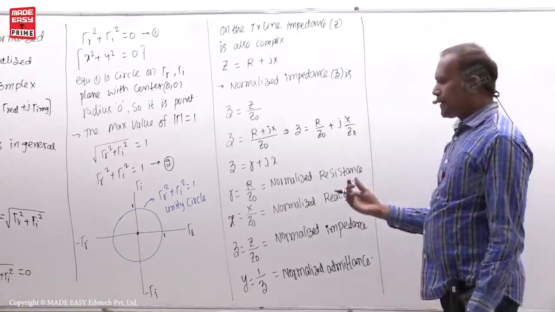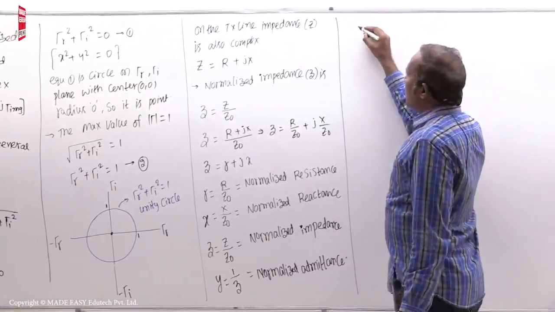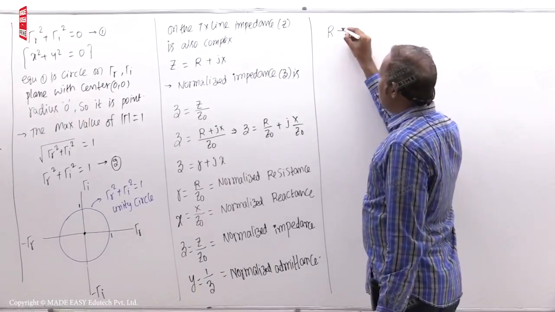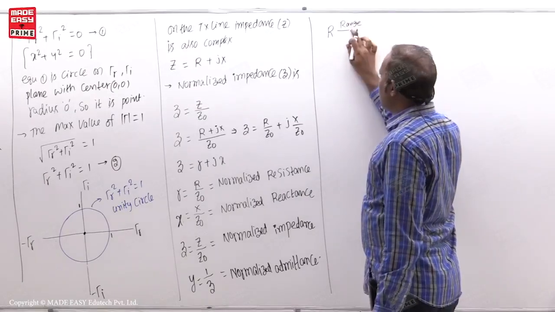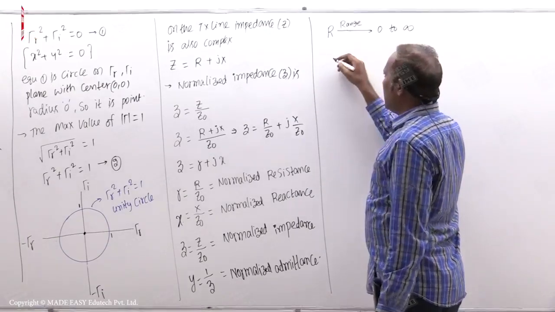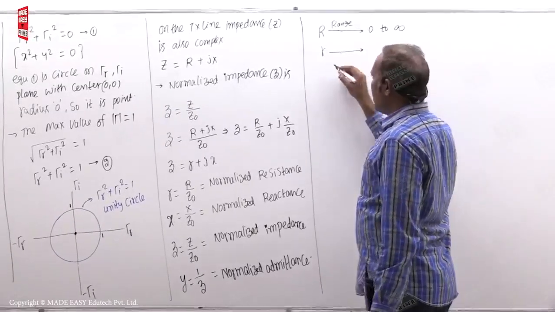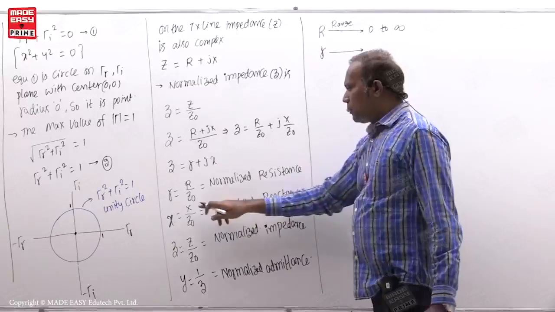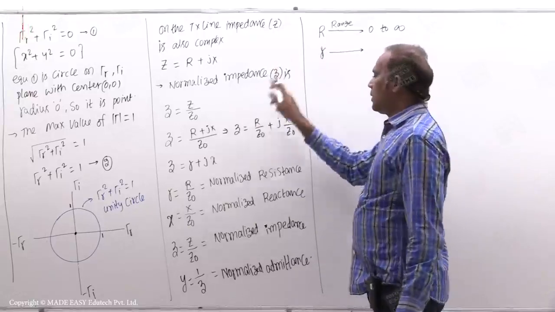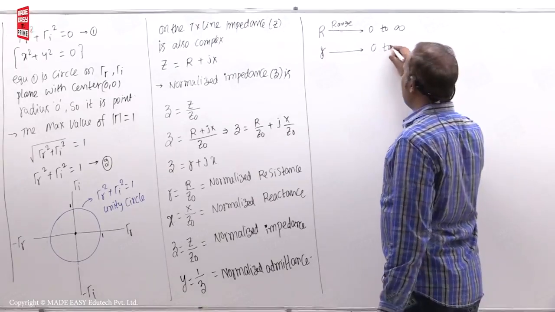Okay. Next question, students. What is the range of resistance? The resistance range is 0 to infinity, short circuit to open circuit. Then automatically what is the range of small r? That is also 0 to infinity, because small r is equal to normalized resistance, that is small r is equal to capital R by Z naught. If capital R is 0, then that is also 0. If capital R is infinity, that is also infinity. So that is also 0 to infinity.